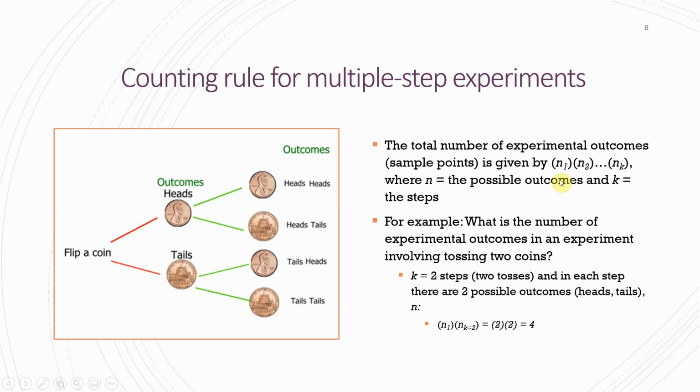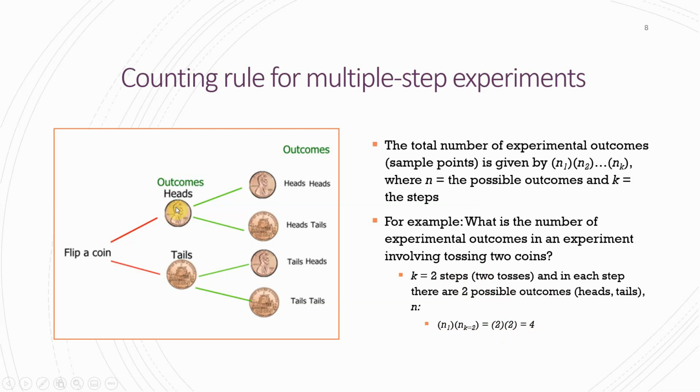So what is this equal to? n1 times n2, all the way up to nk. Well, k is just 2. Each n we already defined: you could get a heads or tails, so there are 2 possible outcomes. So we're multiplying 2 by 2, because there are 2 steps, and in each step there are 2 outcomes, so it's just 4. And we can visualize this very easily.